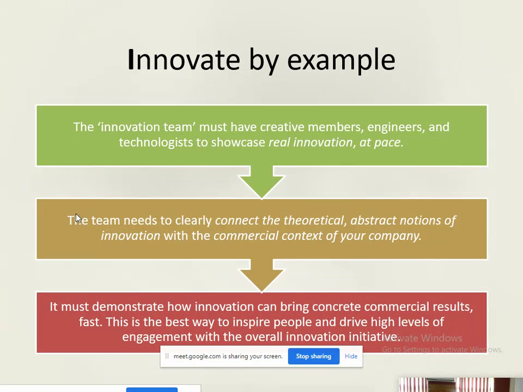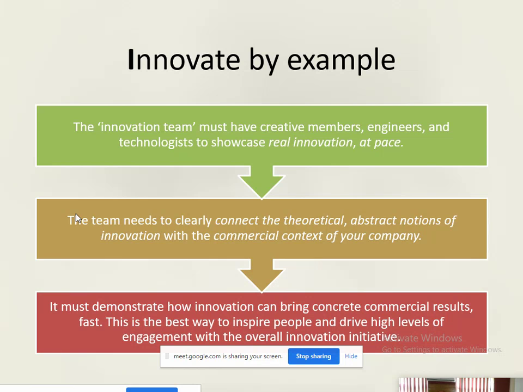Definitely, I have already told you that in the innovation team there must be some creative members, some engineers, some technologists, and some communicators. All together can give you innovative projects also.